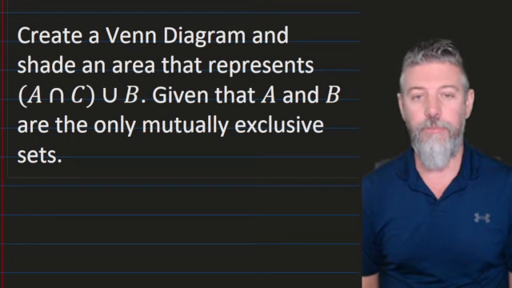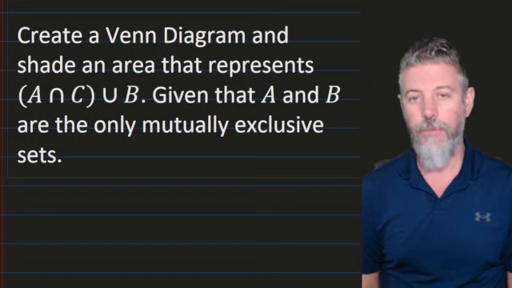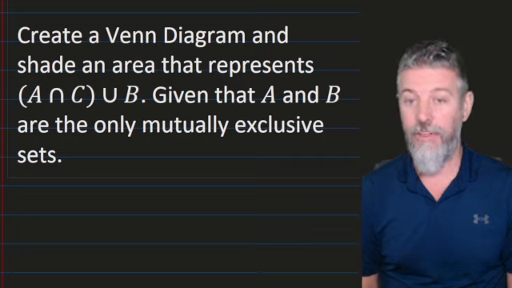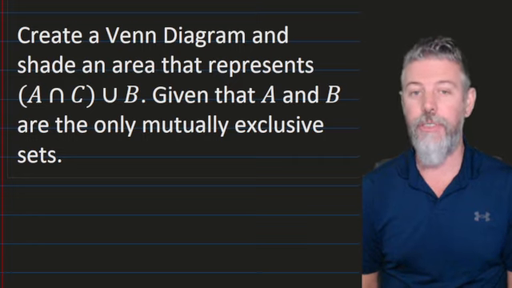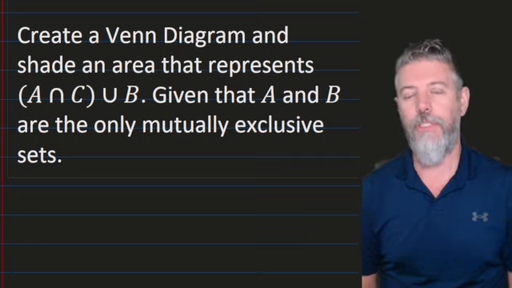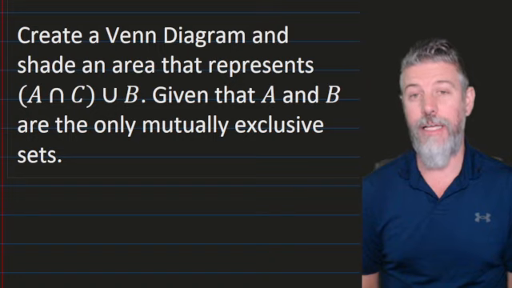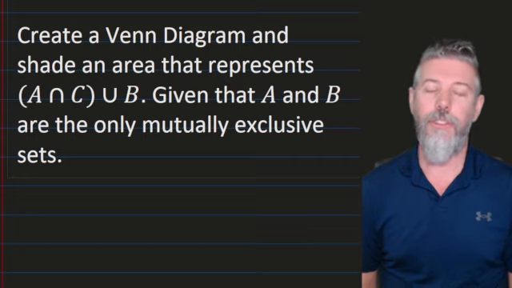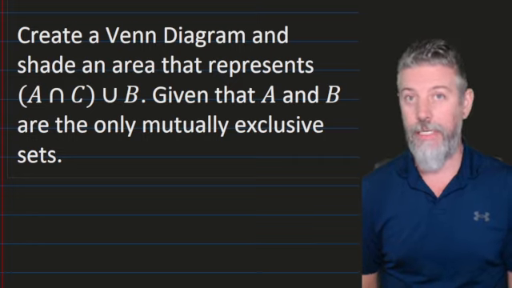Create a Venn diagram and shade an area that represents A and C or B, given that A and B are the only mutually exclusive sets. All right, so first of all, there's a little bit of language that appears there, mutually exclusive sets. So we have to define what that means.